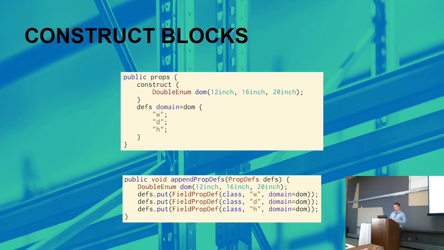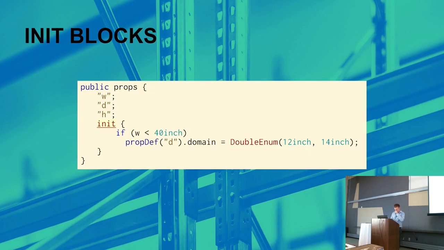Then, in addition to the construct block, you have the init block. This is code that gets dropped into the internal init PropDefs. This is code that you use to initialize your PropDefs, so they've already been created. You've probably already set up your domains and stuff, but maybe you need to do something that requires a bit more intelligence than the syntax allows. So that's what this init block is for. In this case, I'm checking to see if my dimension is above or less than 40 inches, then my depth domain should actually be this.